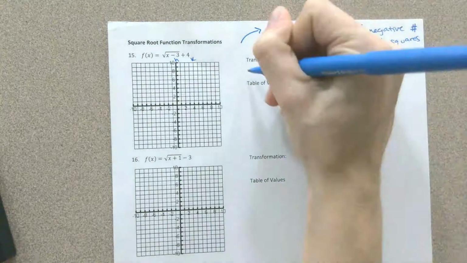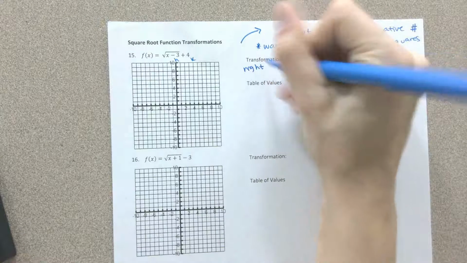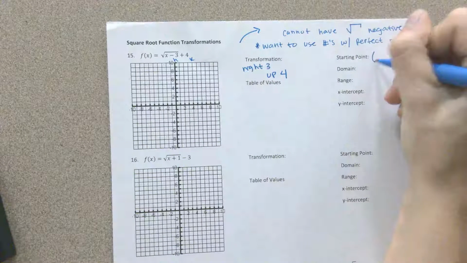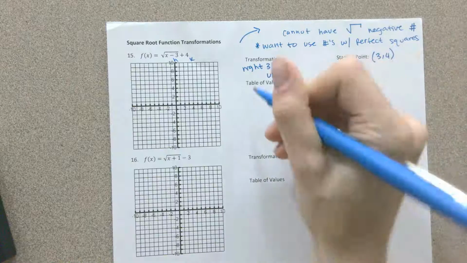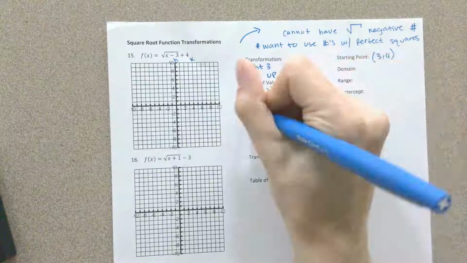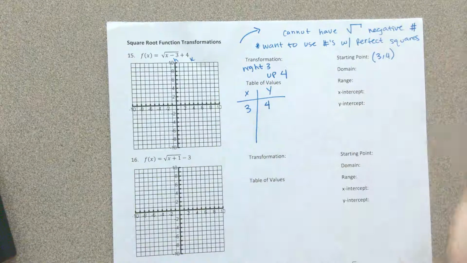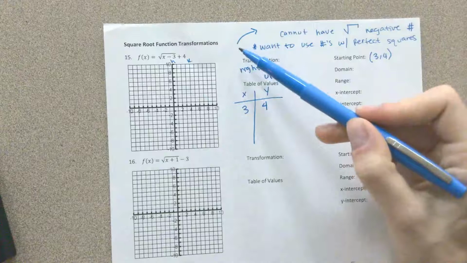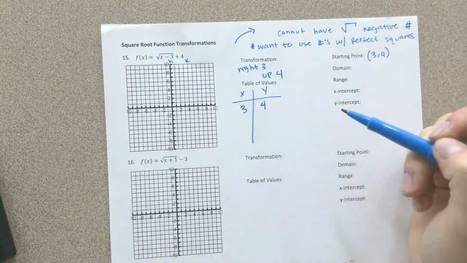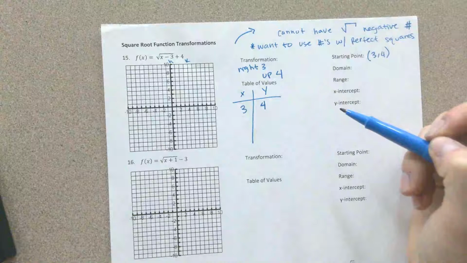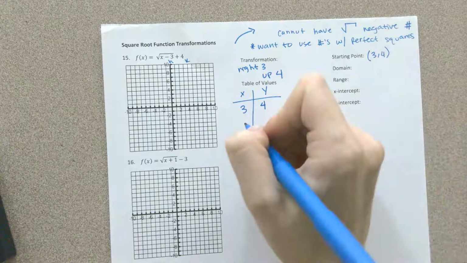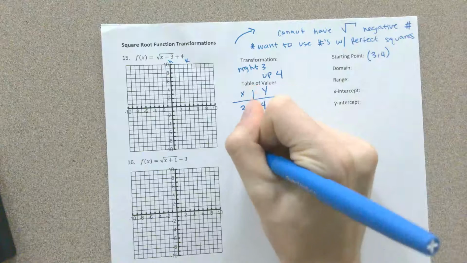Our transformation is going to be right 3 units, opposite of h, and up 4 units. My starting point is going to be 3, 4. So I have a table of values. I know that my starting point is 3, 4. We're not going to go any more to the left than that because our function only goes to the right. So then we can do 4, 7, and 12.